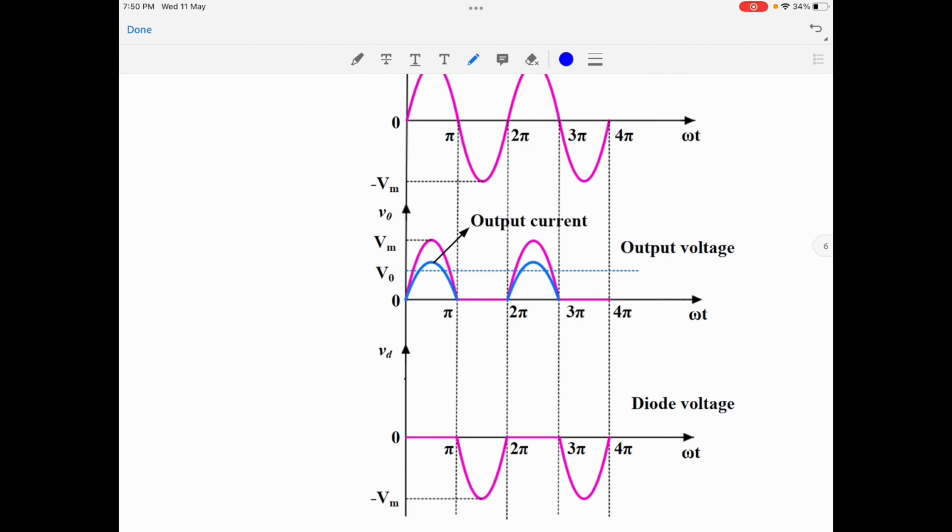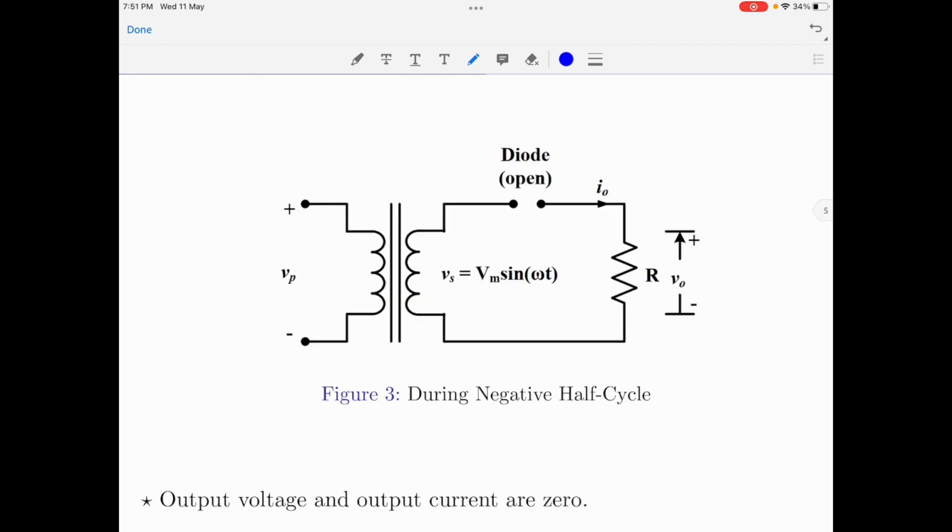Let us now go back and analyze the circuit during the negative half cycle of the input supply. Figure 3 shown here represents the equivalent circuit during the negative half cycle of the input supply. During the negative half cycle of the input supply, the upper branch of the secondary of the transformer will have negative voltage and the lower branch will have positive voltage. Therefore, the diode anode will be at a negative potential compared to its cathode. This means the diode is now open circuited because of the voltage across its anode and cathode.